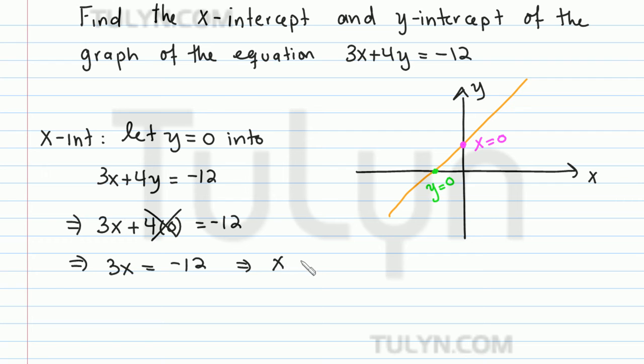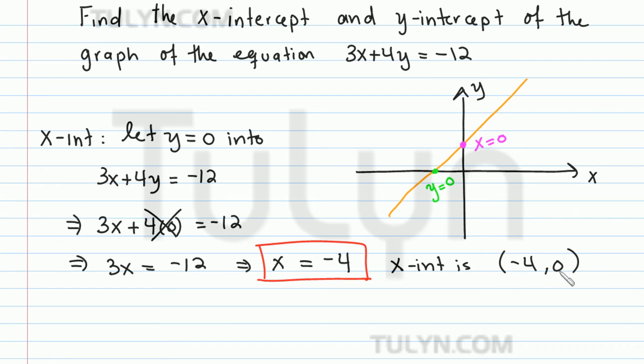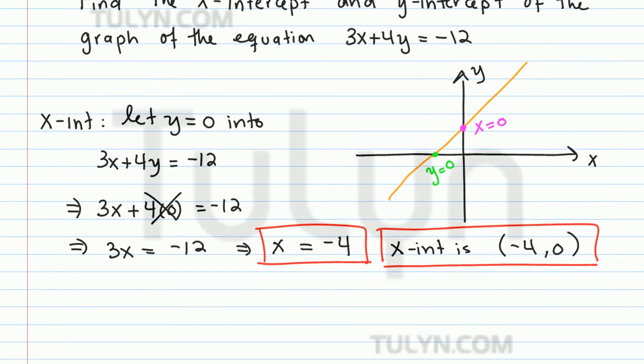Dividing both sides by 3, our x-intercept is negative 12 over 3, which is negative 4. And we can write that in coordinate form. The x-intercept is, well, x is negative 4, right? And what's y? Well, y is equal to 0, as we said in the beginning. So if you want to write it in coordinate form, you could say that the x-intercept is negative 4, 0.